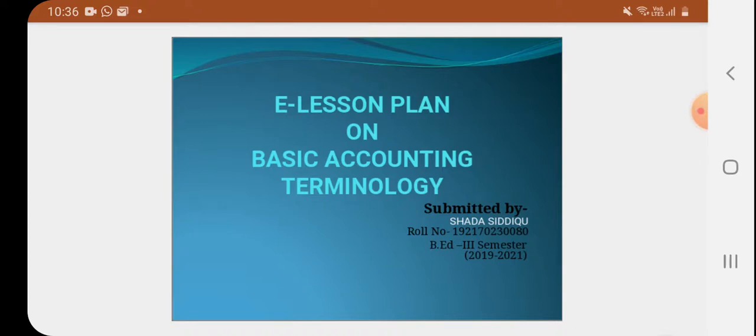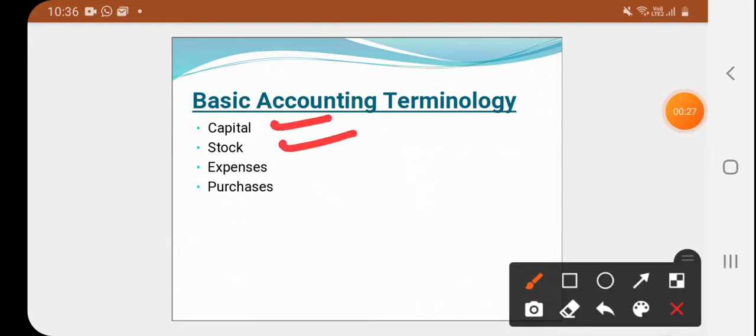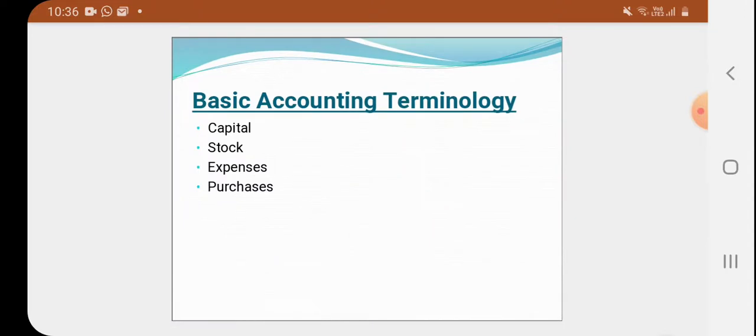Today's topic is basic accounting terminology. So let's understand these four different types of terms which are the basic accounting terminology. First is capital, second stock, expenses and purchases. So let's understand one by one.